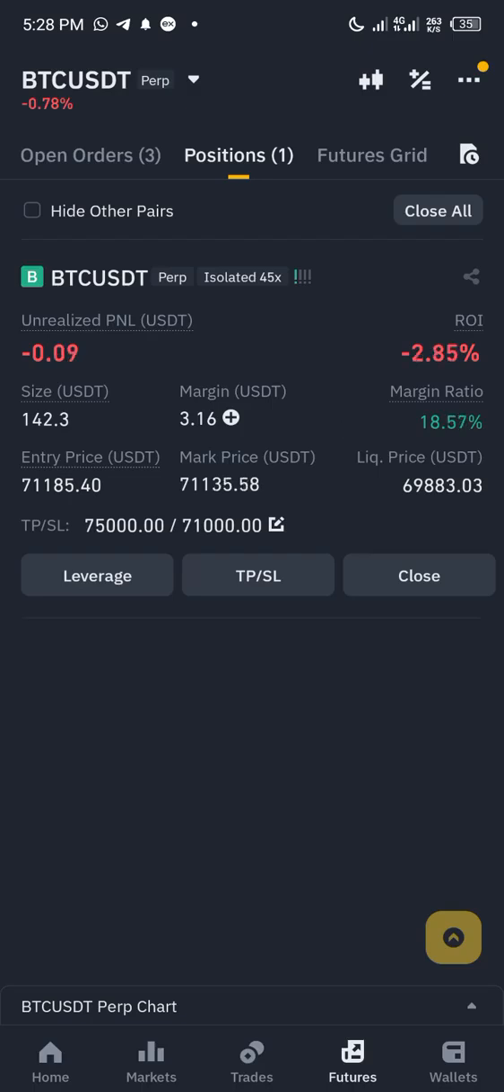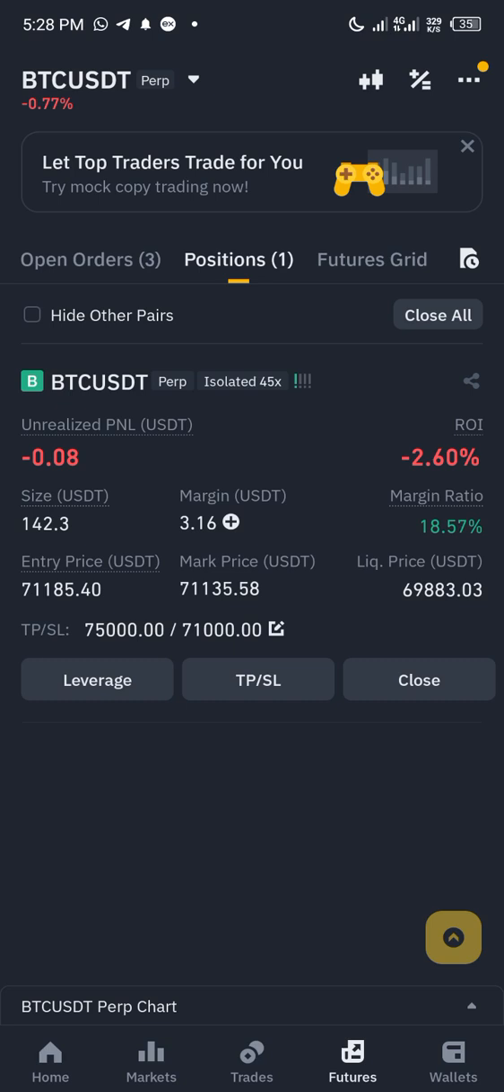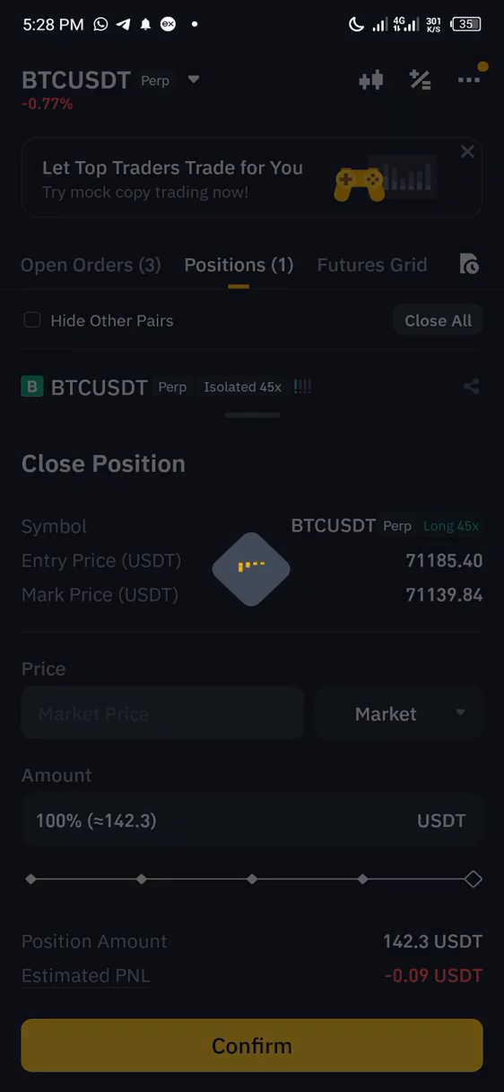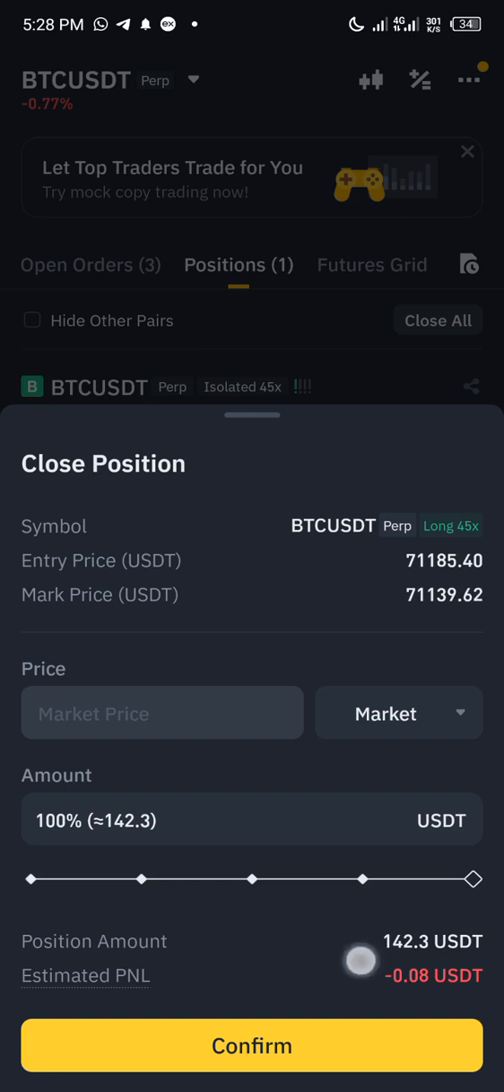So let's say that you want to close this trade right here, that you don't want to do it again, you are afraid. You just click on close. So this is the estimated profit or loss I'm having right here. I'm having a loss in this trade. You just click on confirm.